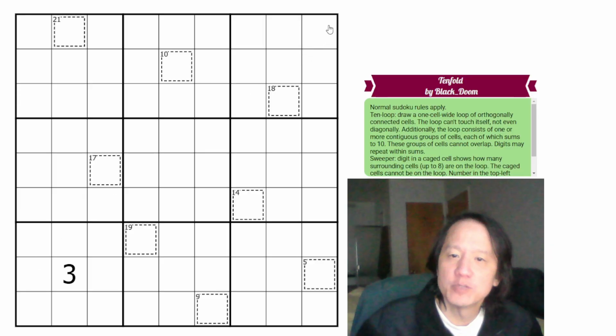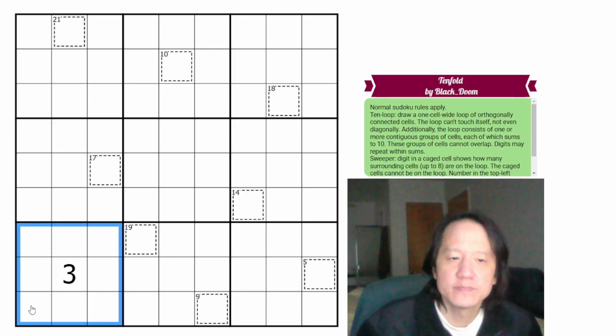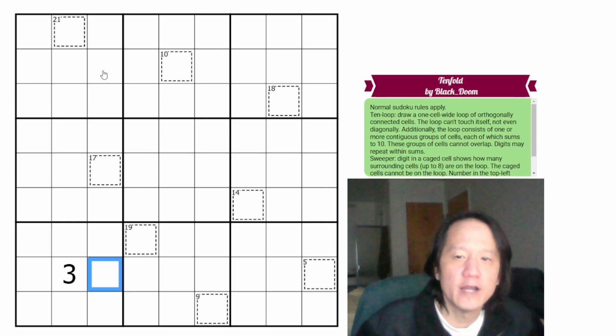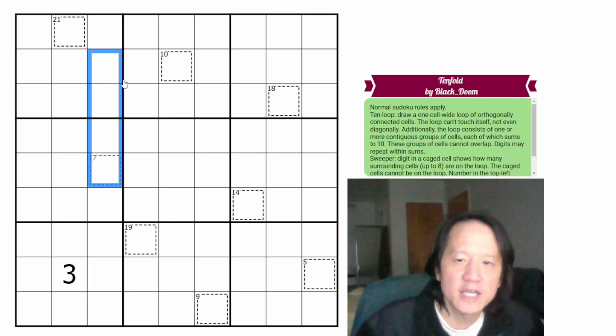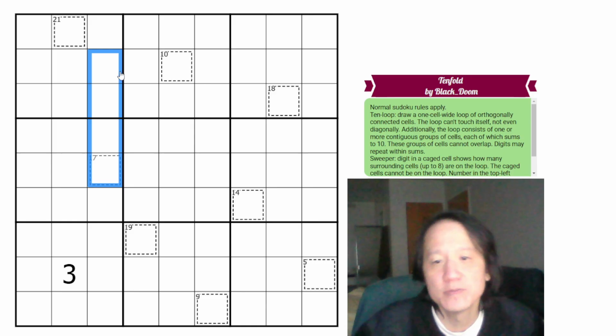Normal Sudoku rules apply, which means place the digits 1 through 9 once each in every row, column, and box. Ten loop. Draw a 1-cell wide loop of orthogonally connected cells. The loop can't touch itself, not even diagonally. Additionally, the loop consists of one or more contiguous groups of cells, each of which sums to 10. These groups of cells cannot overlap. Digits may repeat within sums.